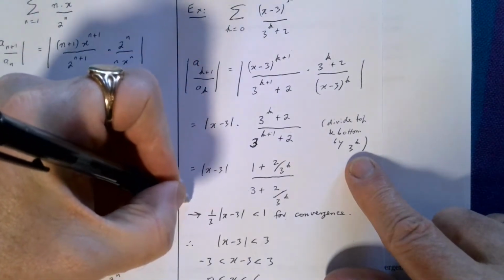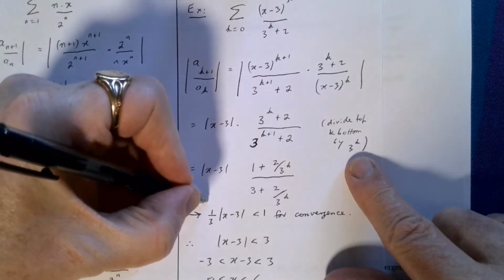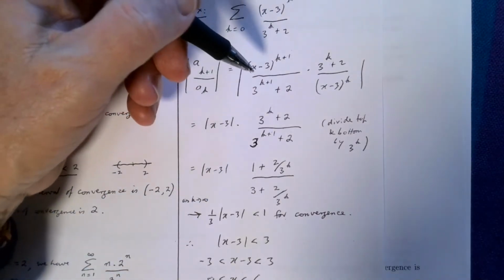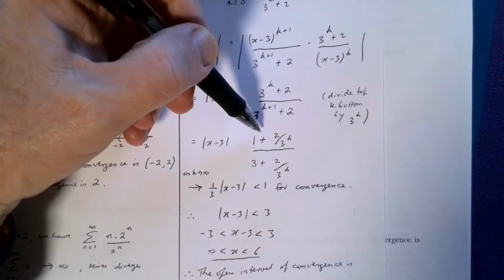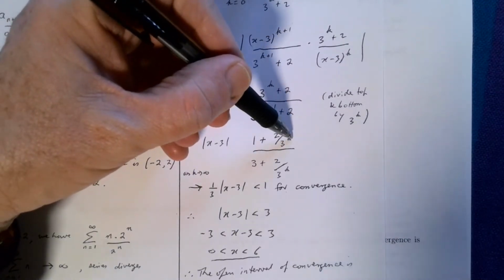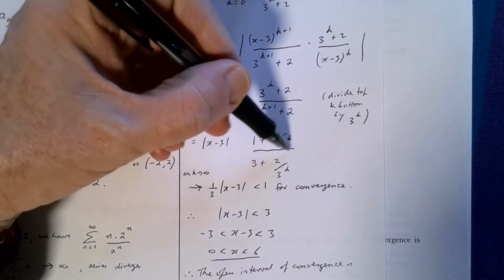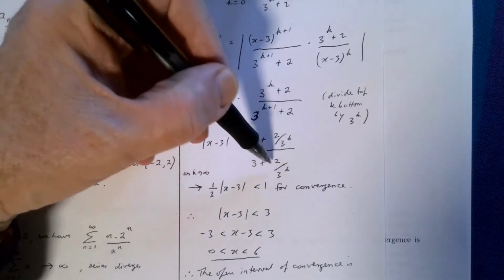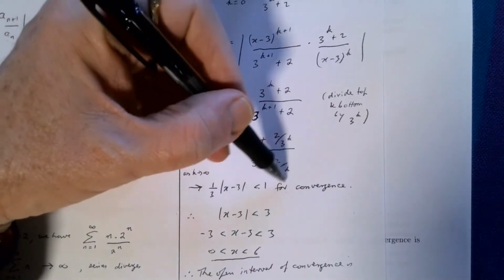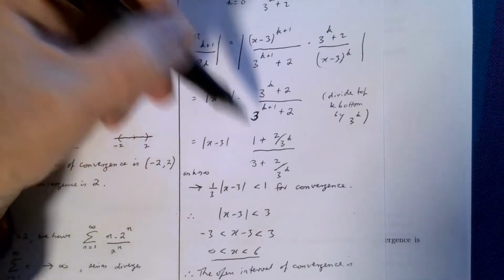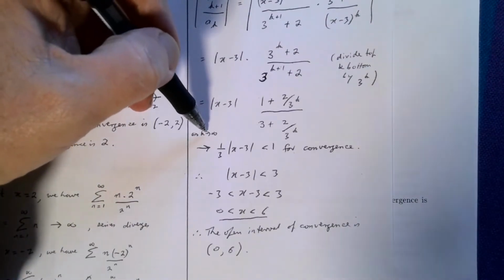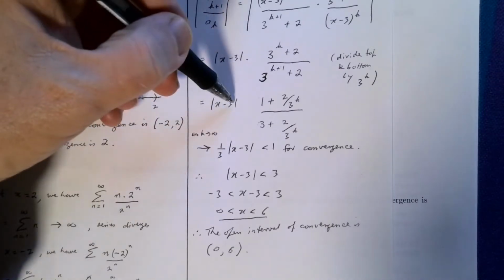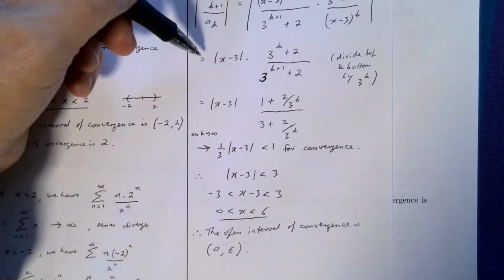as k goes to infinity, remember the x is the variable, we keep that finite, we take a limit now as k goes to infinity. 3 to the k is getting very big, so 2 over that's getting very small, that's going to 0. Same here, this is going to 0, all that survives is 1/3. So as I let k go to infinity, I get 1/3 times the absolute value of x minus 3.